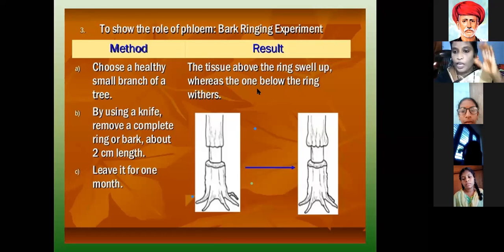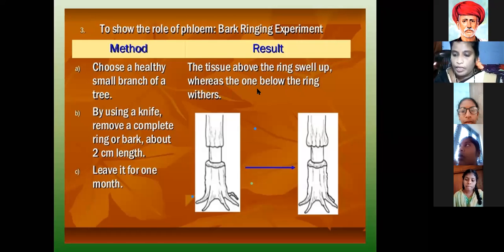Around the stem we will cut, ma. After 1 month we will see what is observed. After 1 month, are there any changes in the stem? We see the tissue above the ring swells up compared to the one below the ring.